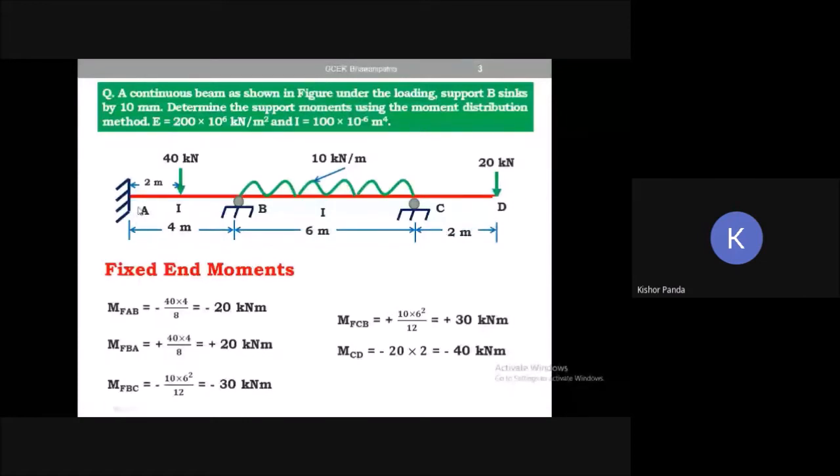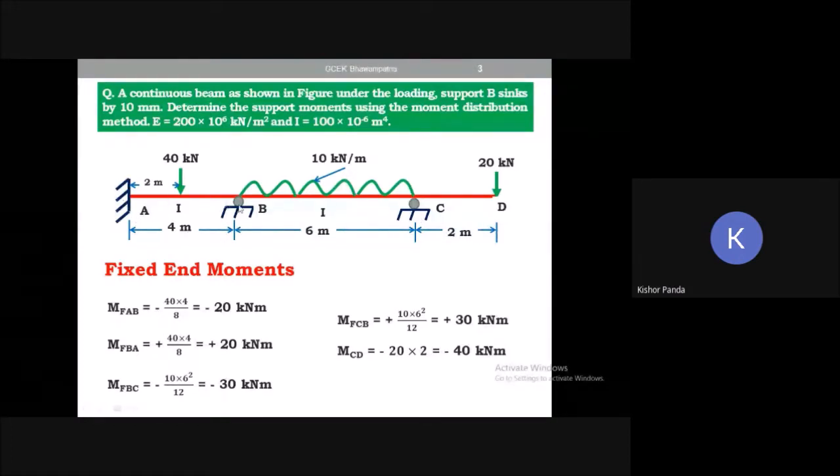Here you see this is the ABCD continuous beam. AB span length is 4 meter, BC span length is 6 meter, and CD is the overhanging portion with a length of 2 meter. And support A is fixed.